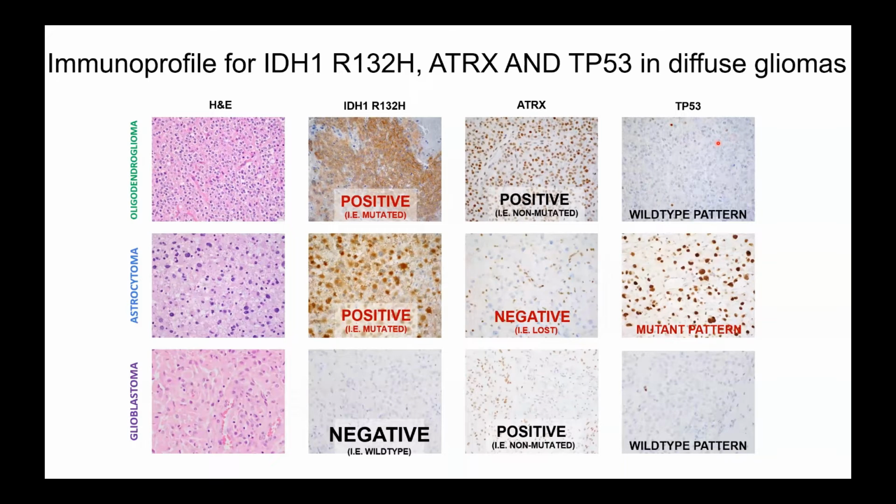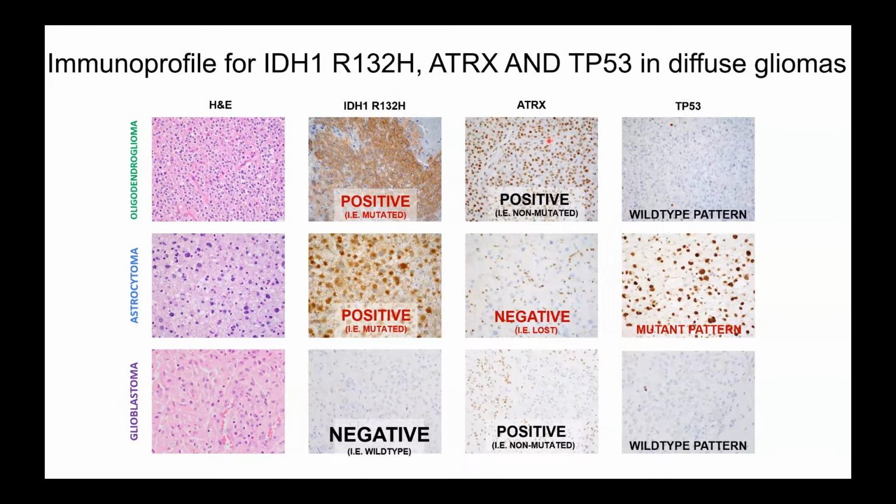So just kind of jumping back to the immunoprofile for these three tumor types, oligodendroglioma, astrocytoma, and glioblastoma, looking at our three main immunohistochemical markers that we have at our disposal. IDH R132H should in most instances be positive or show a mutant pattern in oligos and astrocytomas and be negative in glioblastomas. These are by definition IDH wild type and should be negative.